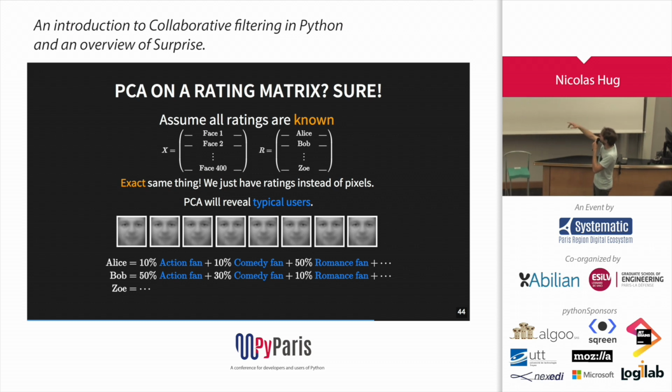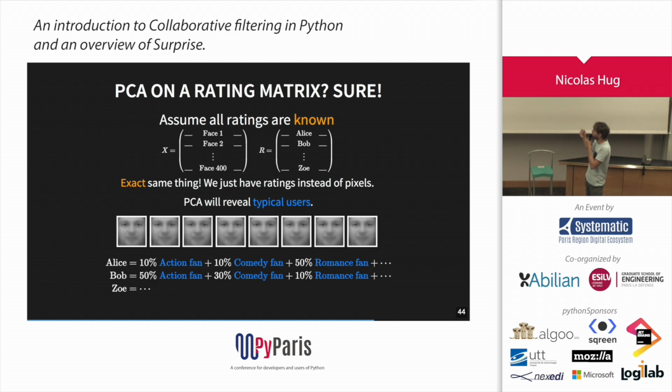So I put back the reconstruction of all the faces. I love it. But in the recommendation setting, the typical users can also build back all of our initial users. So we had Alice in the first row of our matrix. Now Alice is just a sum of some typical users or some typical raters, okay? It may be, for example, 10% of the first one, 10% of the second one, 50% of the third one, etc., until the end. The same goes for Bob, but the coefficients for Bob are different.